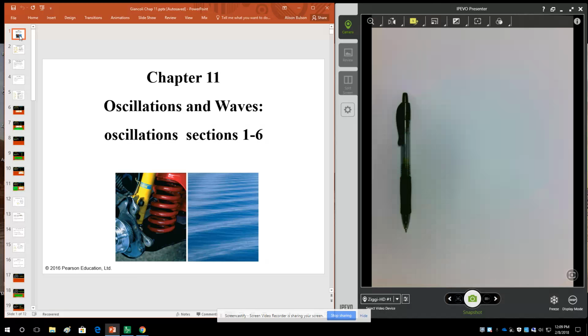I'm going to leave the screen in this split screen configuration, where you'll be seeing the PowerPoint on the left and then examples and other notes on the right in real time.